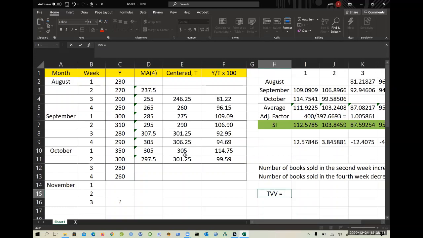So the last trend value here is 301.25. The first trend value is 246.25. And the number of trends you have is 8 over here. So what you're going to have here will be 301.25 minus 246.25, and then divide by 7. Okay, so divide by 7, so you should get the answer over here.